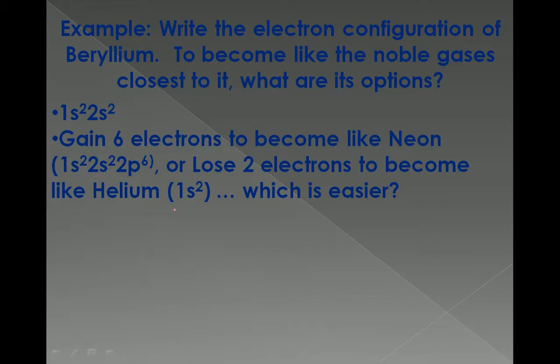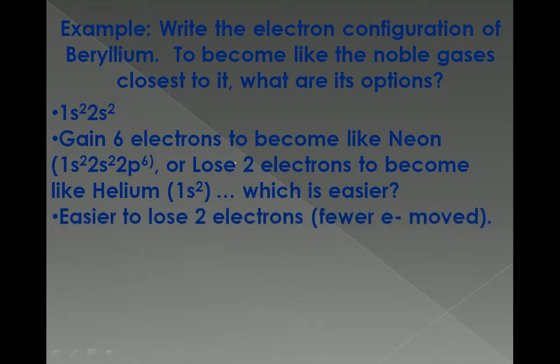And so beryllium's looking at this and says, well, I could either gain 6 electrons or I can lose 2. Well, if I'm only shifting 2 electrons around, that's a lot less work than trying to gain 6 electrons. So beryllium's going to try to lose 2. And when it does that, it becomes like helium. So always just look, which is the fewest number of electrons being moved? And when you're looking at your periodic table, all that means is which one has the fewest number of elements or boxes in between that element and the nearest noble gas.